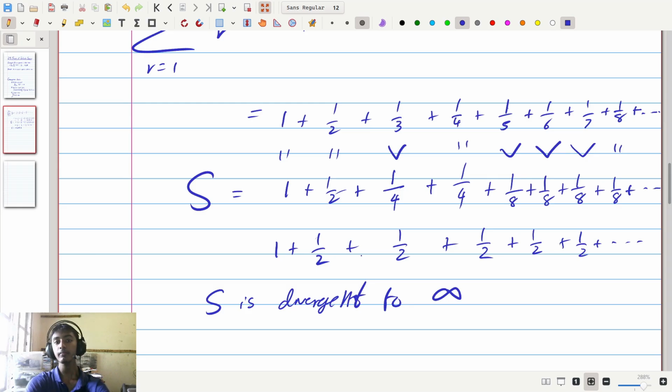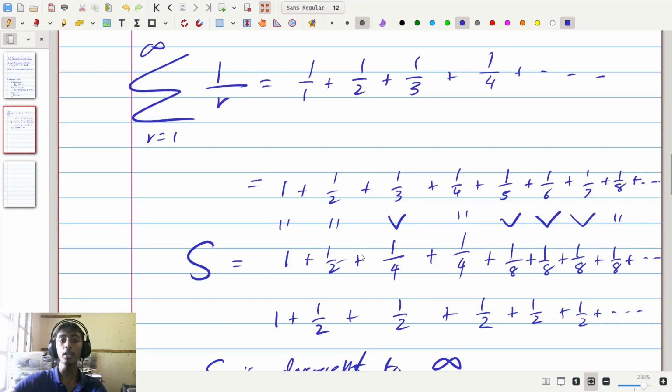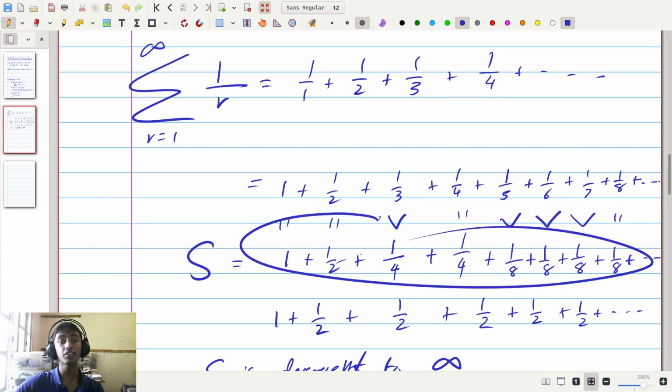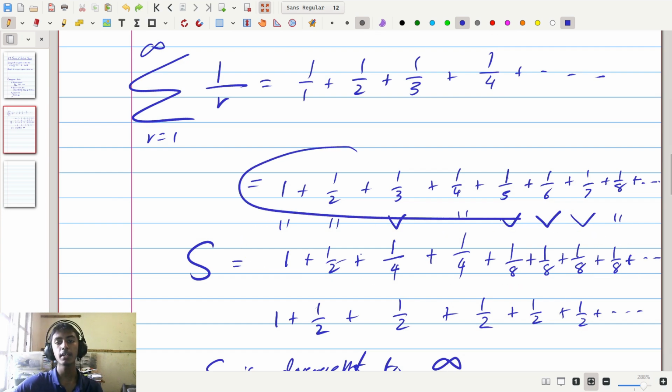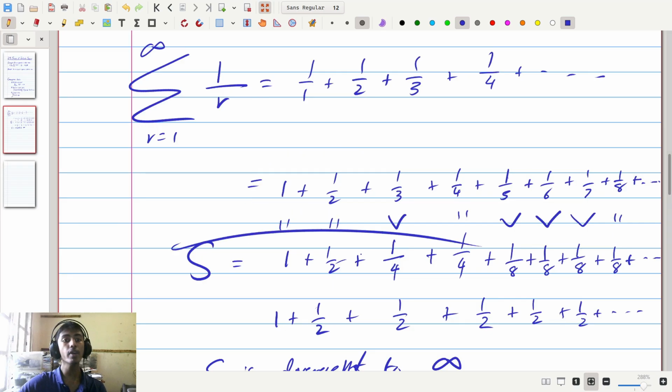Now, considering S and its divergence to infinity, we know that every single term in S is less than or equal to every single term in this above sequence here. So therefore, if each individual term is less than or equal to each individual term in here, we can say that the total sum S is less than this total sum here.